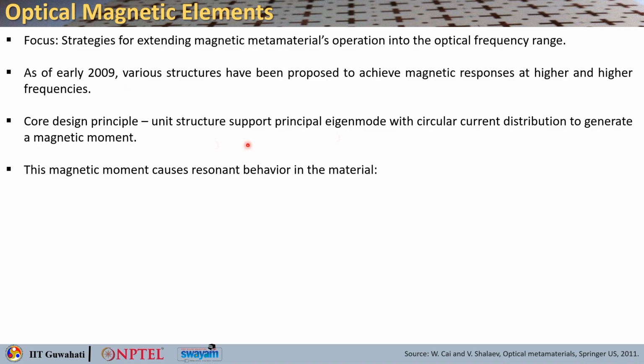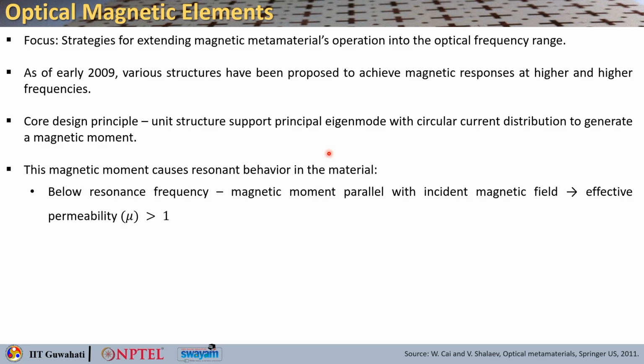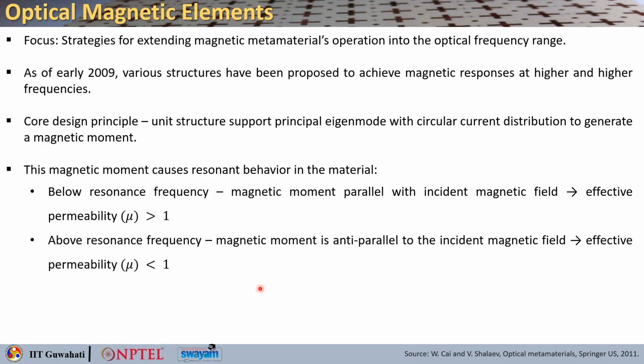Such a magnetic moment coming from a circular distribution can introduce resonant behavior for the structure. We will see that the magnetic moment is parallel to the incident magnetic field, and this gives rise to permeability greater than 1 for frequencies below the resonance frequency. Above the resonance frequency, the magnetic moment is anti-parallel to the incident magnetic field, that means it is in the opposite direction, and that produces an effective permeability less than 1.